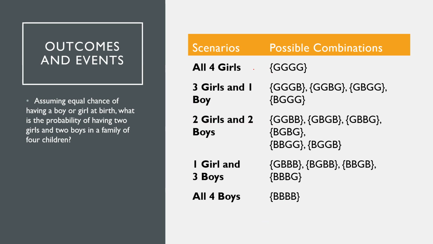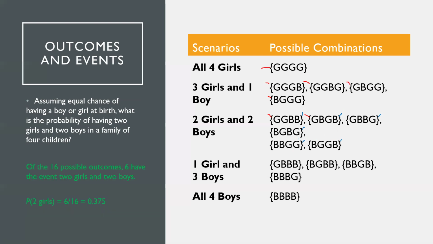There's 1 way here, so this is 1. This is 2, 3, 4, 5, 6, 7, etc. There should be 16 different ways. And then we say, okay, how many of them were 2 boys and 2 girls, or 2 girls and 2 boys? So there's 1, 2, 3, 4, 5, 6. So I have 6 out of 16.